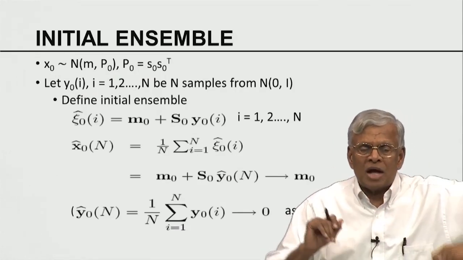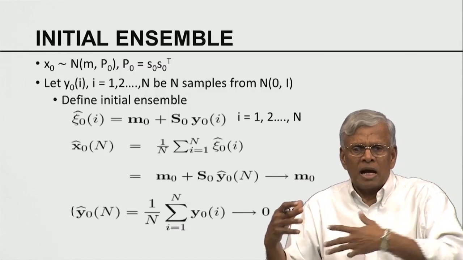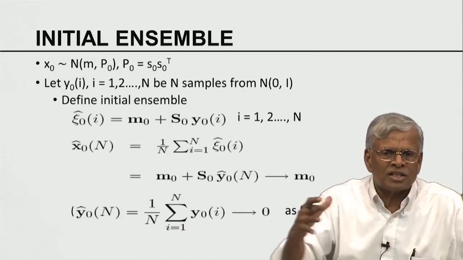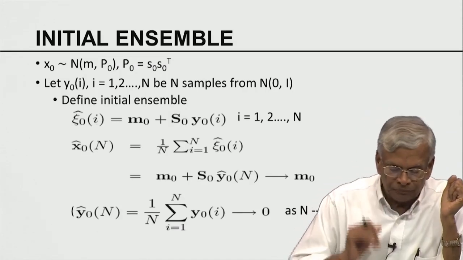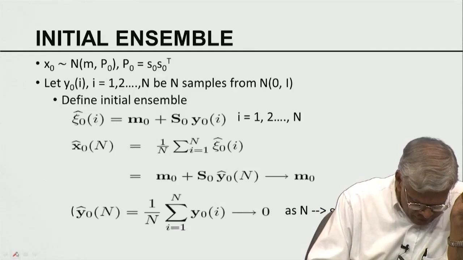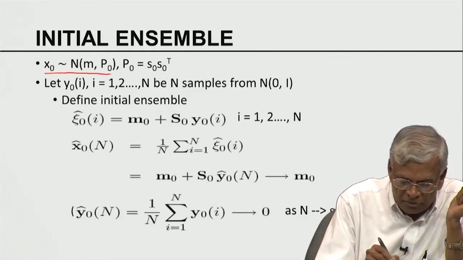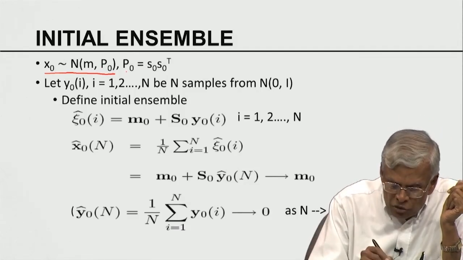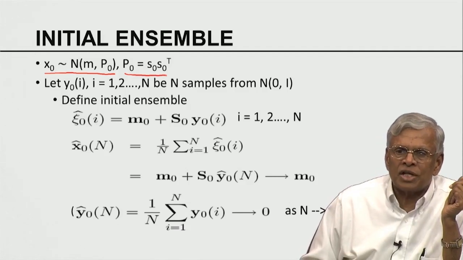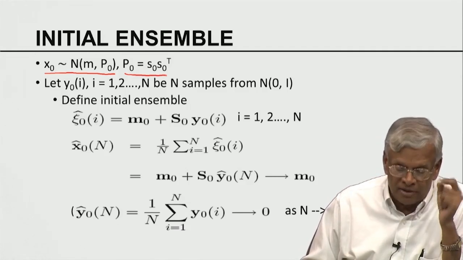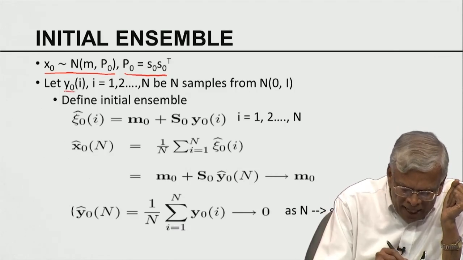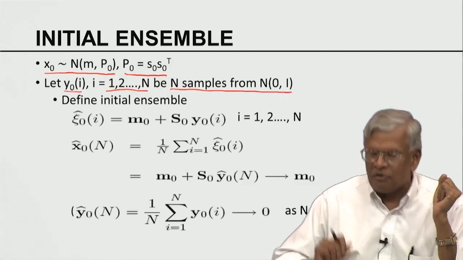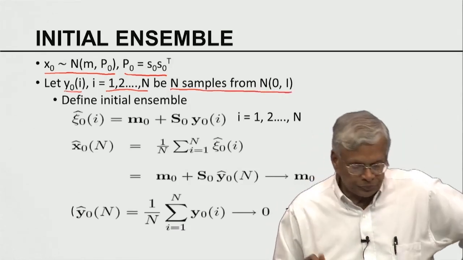So how does the ensemble method start? I have a model, I have observations, I have the underlying properties, I have the basic facts already described. So what do I need? Initially, I am given the initial distribution of x naught, with mean m and covariance P naught. First do a Cholesky factorization of P naught, which is S naught S naught transpose. Please remember Cholesky, we have already seen it. Let y naught i, i running from 1 to n, be the n samples drawn from the standard normal distribution.